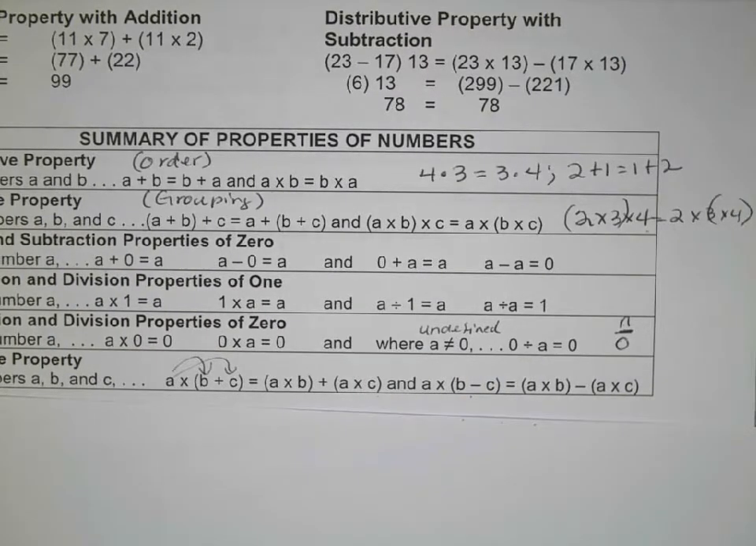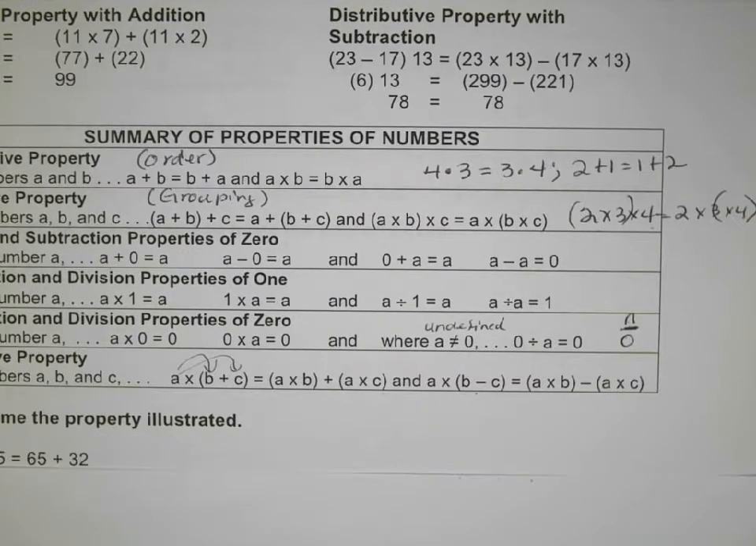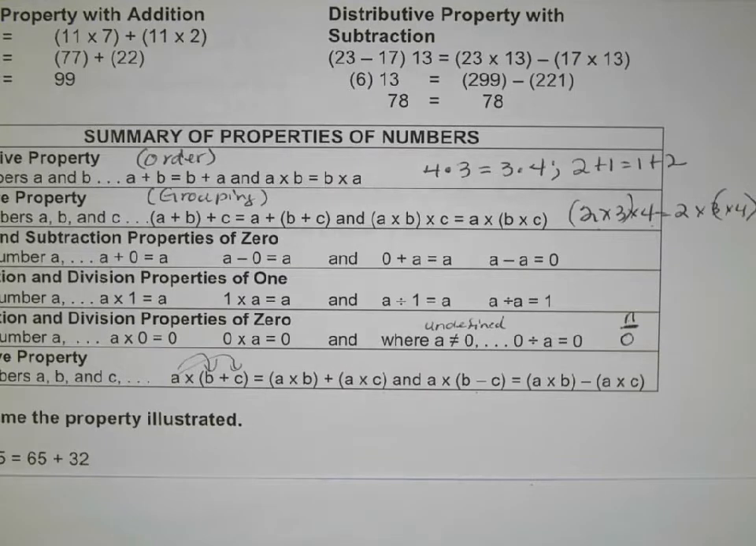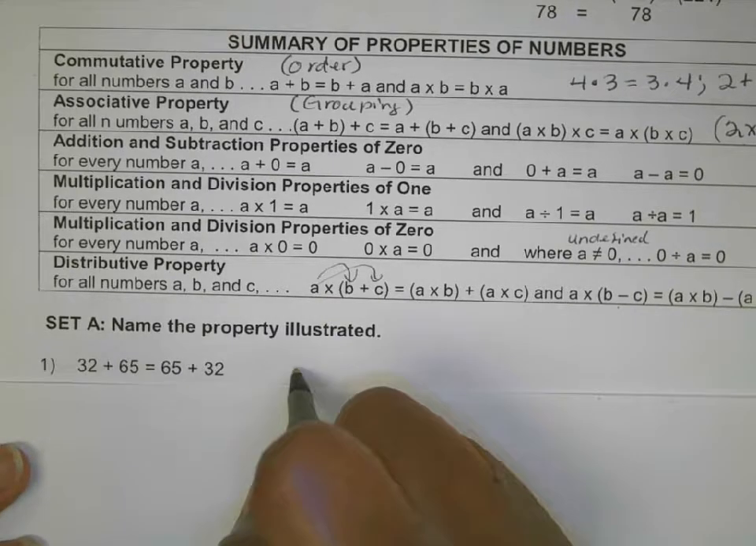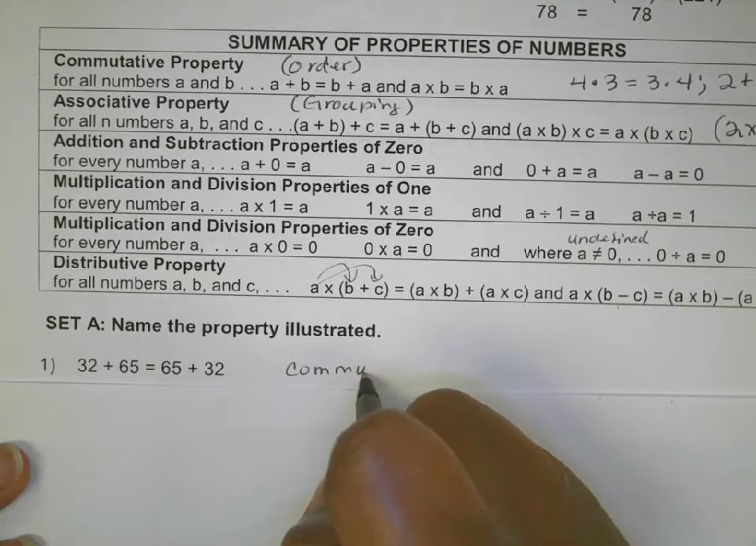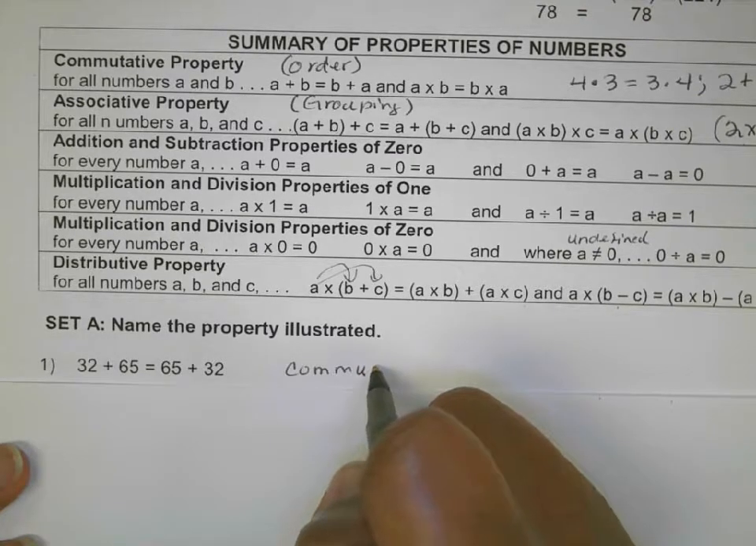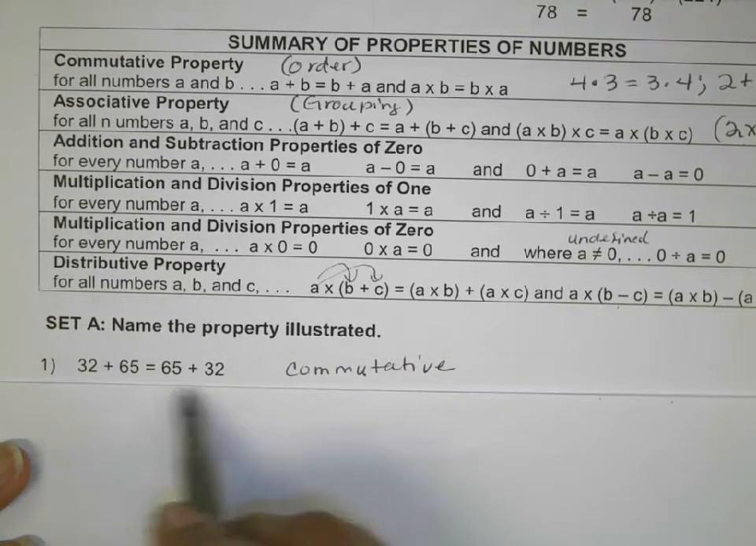So anytime you have to distribute the terms or separate the terms out is how I keep it as a clue. What property is number 1? Why is that commutative? Order change. Yeah, so that's how I want you guys to remember this, okay? This is commutative because the order changed.